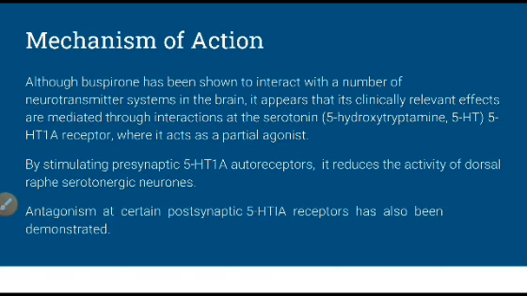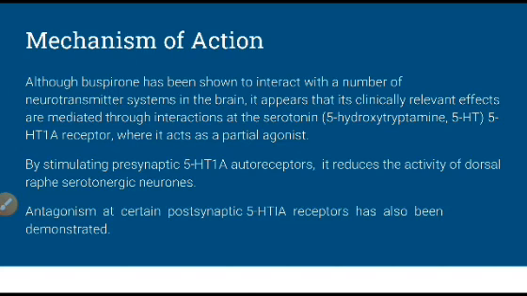Although buspirone has been shown to interact with a number of neurotransmitter systems in the brain, it appears that its clinically relevant effects are mediated through interaction at the 5-HT1A receptor, where it acts as a partial agonist. By stimulating presynaptic 5-HT1A autoreceptors, it reduces the activity of dorsal raphe serotonergic neurons.